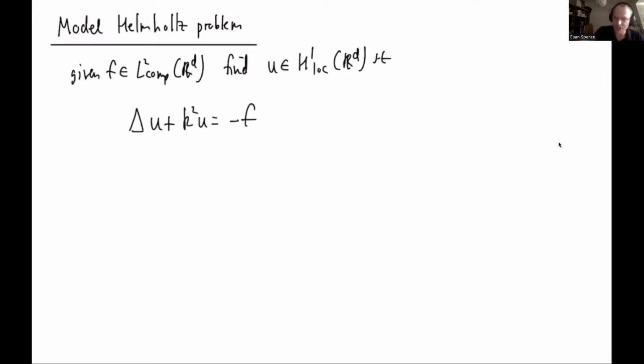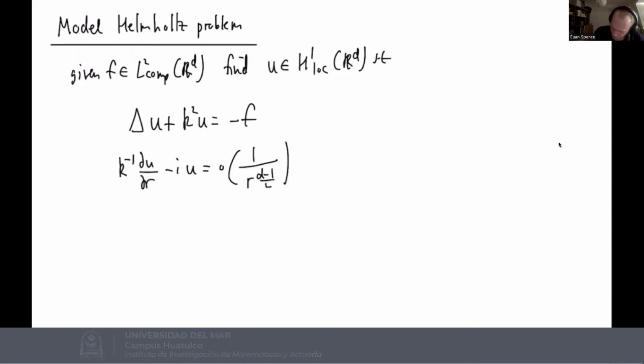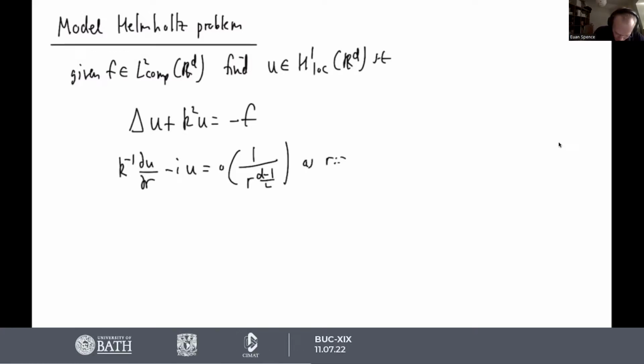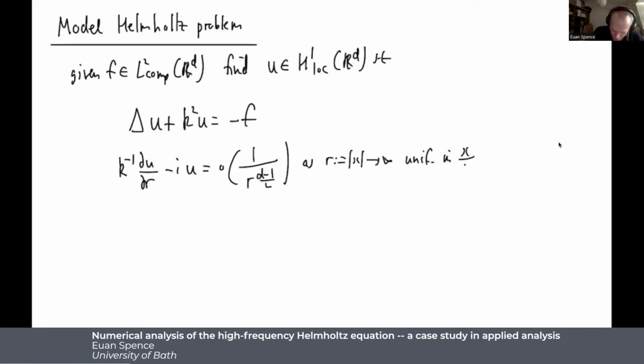and that's the PDE, satisfied in the whole of R^d. Then we're going to have a condition at infinity, what's called the Sommerfeld radiation condition. That's that k inverse du by dr minus iu is little o of 1 over r to the (d minus 1) over 2, as r, which is the modulus of x, my position vector, tends to infinity. And this condition has to hold uniformly in x over r.